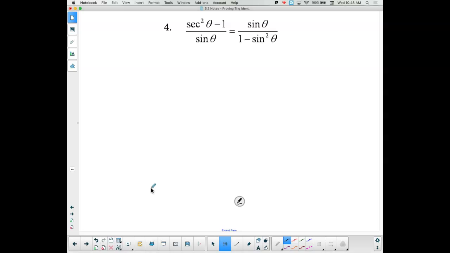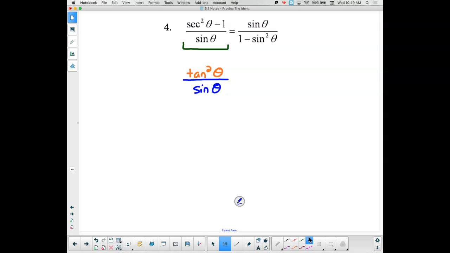Left or right side, which one? Left? Okay, here we go. So, if I'm looking left, what are you thinking first? Change the top to tangent squared. Number 11 on your sheet. Oops, that should be a theta. It's number 11, right? Okay? Not number 9.